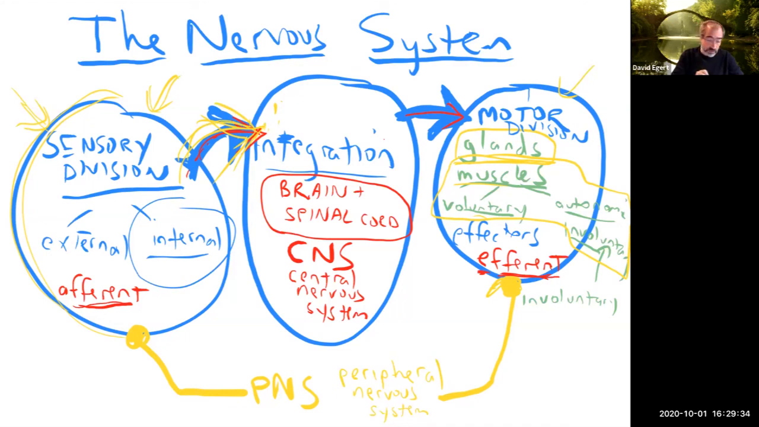So we'll spend quite a bit of time looking at how the sensory division is able to take all these different modalities of sensory information and convert them into electrical signals for the brain and the spinal cord. And then we're going to spend time on what's going on in the brain and the spinal cord. Then we're going to talk about the different major circuitries that control the effector organs, the muscles and glands that are responses to whatever's going on.